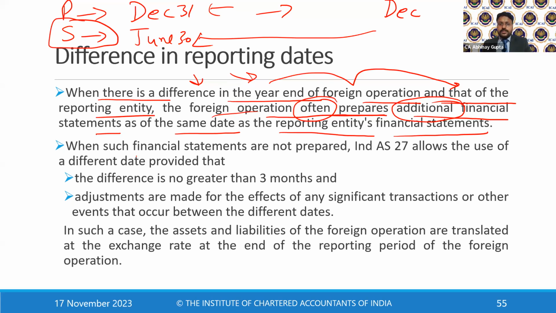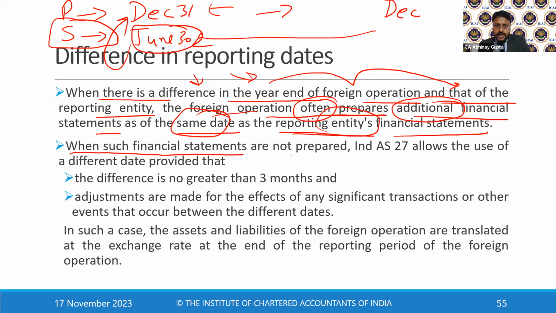So an additional set of financial statements will be prepared as of the same date as the reporting entity. That is, June it is anyway preparing, and it will additionally prepare for December so that the parent can use that and consolidate. Now, if the subsidiary company or the foreign operation is not preparing that additional set of financial statements, then what is the other possibility we can have in this case?